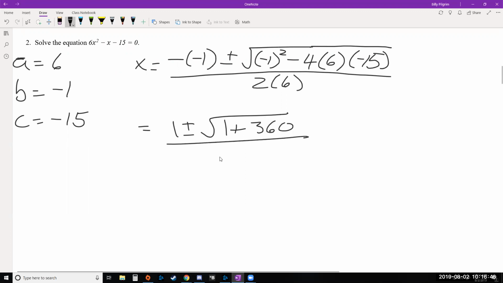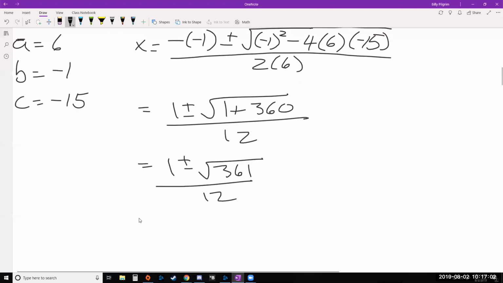2 times 6 is 12. So that is our next step. Okay, so now we're going to simplify. Obviously, underneath that square root, 1 plus 360 is 361, which is a perfect square, by the way.